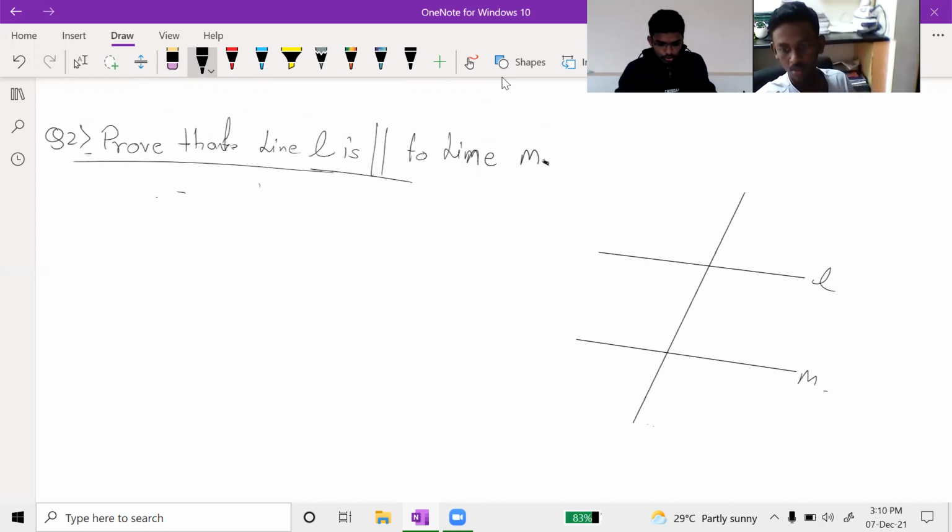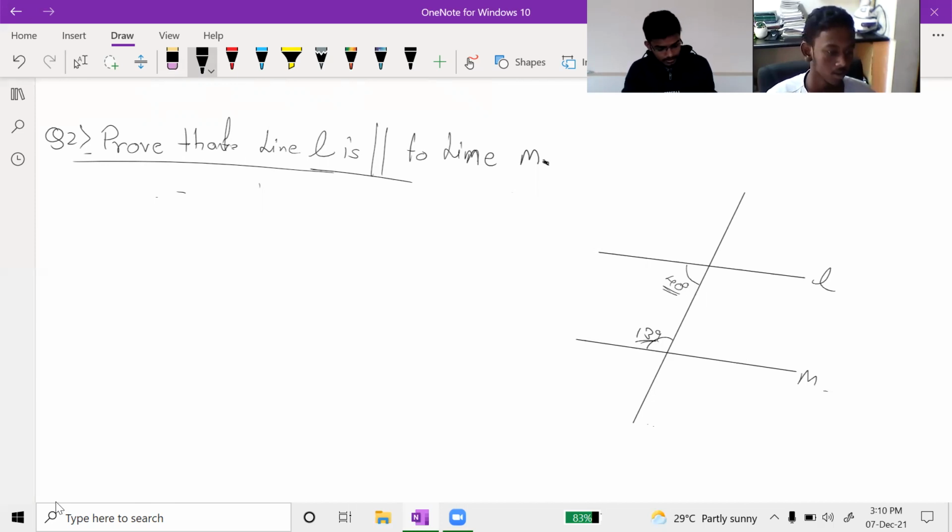And what we have to do is prove whether these two lines are parallel when this angle is 40 degree and this angle is 139 degree. We know that this is 40 degree and this is 139 degree. Along with these two angles, we have to show whether these two lines are parallel or not. How can we do it?